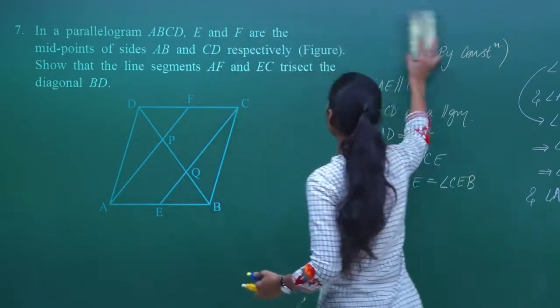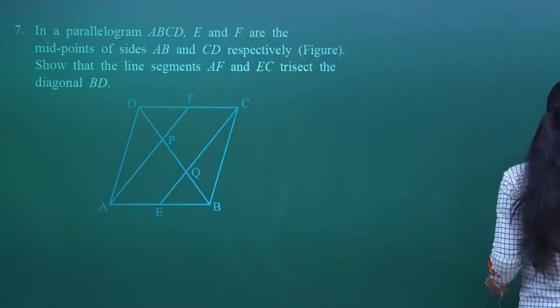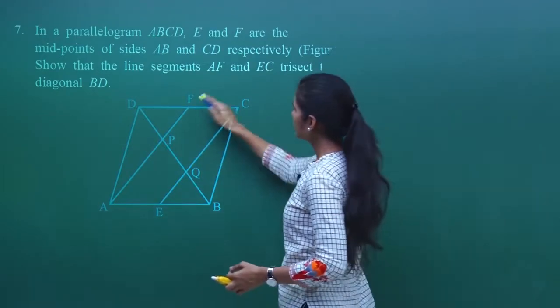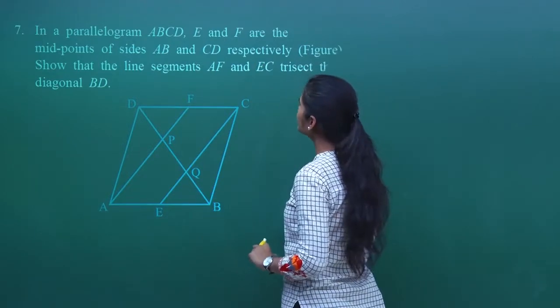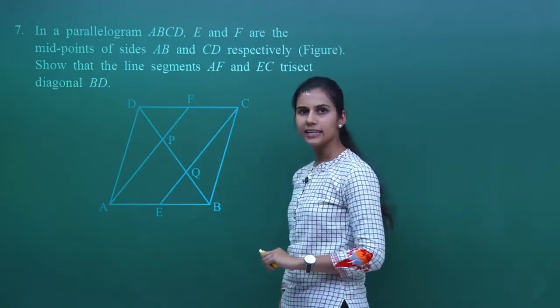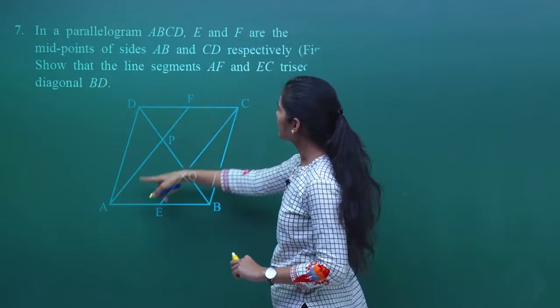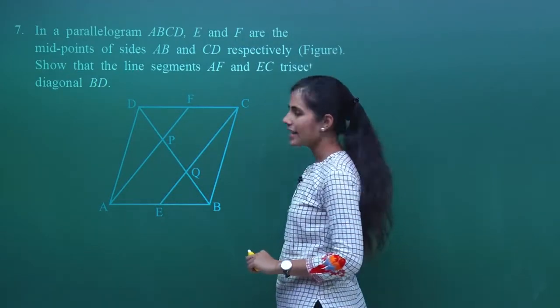Moving to the next question, we have a parallelogram. So this is a parallelogram. E and F are the midpoints of sides AB and CD respectively. F is the midpoint, E is the midpoint. Show that the line segments AF and EC trisect the diagonal BD.